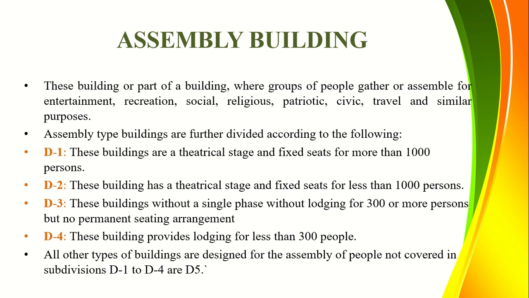Next comes assembly buildings. So what is an assembly building? The word itself is telling: assembly, where people assemble, where a group of people come together. So generally where does this happen? Where do groups of people assemble together? If it is an entertainment place, like a cinema hall or a shopping mall, there people come. Recreation centers like parks or places where they get entertainment, and social places, religious places, patriotic places, travel places.